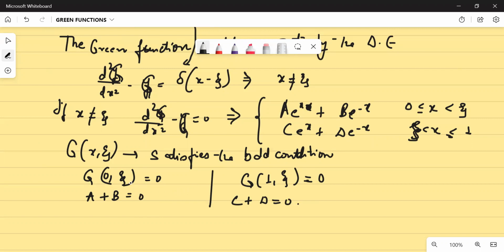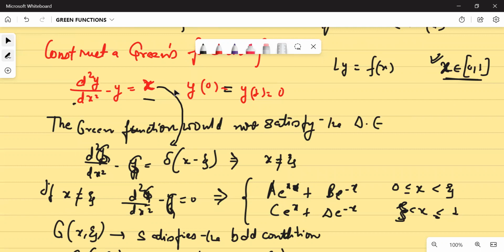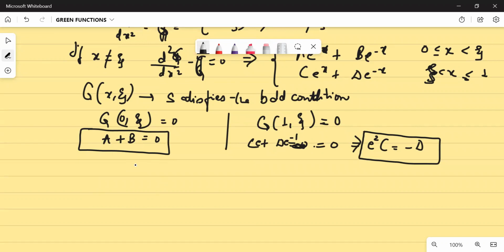Yes, sir. I think in the third condition, did I write something wrong? It will not be c plus d, it will be c e here and d e to the power minus 1 here. So that will give me c e plus d e to the power minus 1 equal to 0, and that would give me minus d e power. Divide it here, so this e square c would be equal to minus d. Is that clear? These two conditions will be satisfied because these are the boundary conditions given to you. Is that clear? Yes, sir.